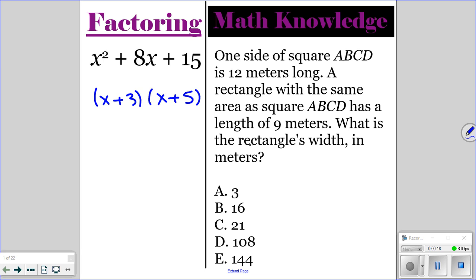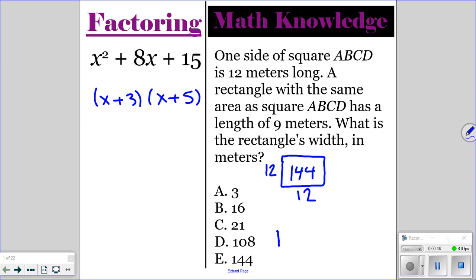For the math knowledge question, we have a square where one side is 12 meters long. Since it's a square, that means that the other side is 12 meters long. And it says a rectangle has the same area as the square. So the area of the square is 144.